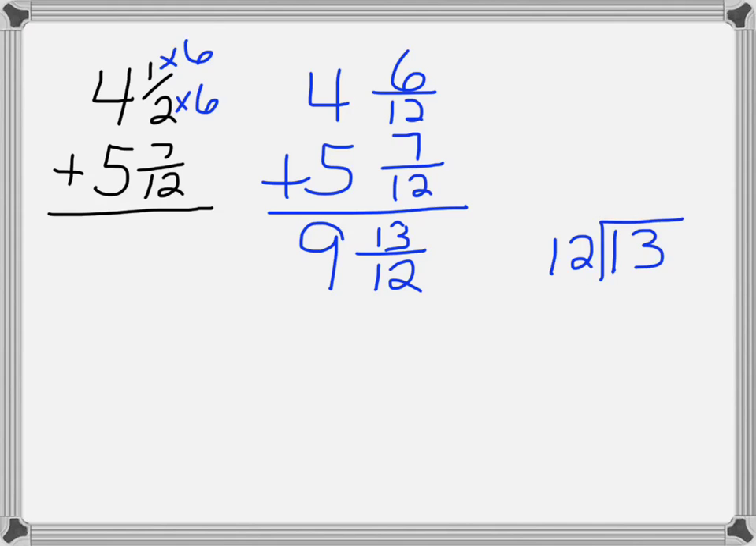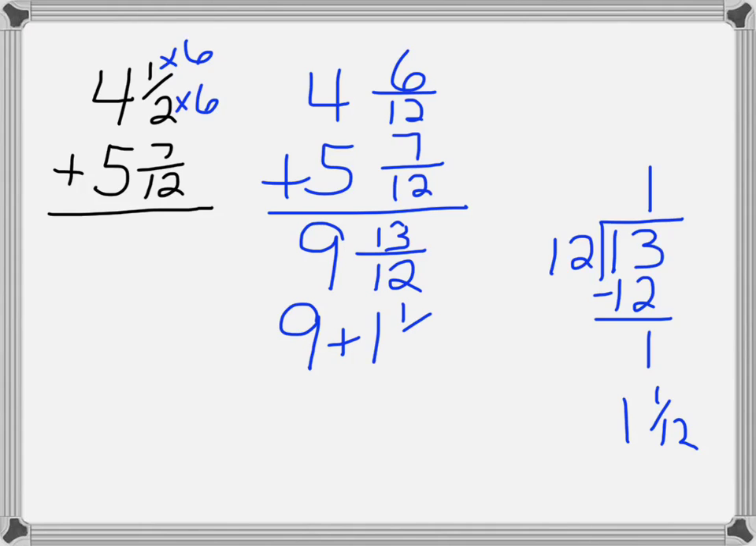13 divided by 12. 12 goes into 13 one time. Multiply, subtract. So it's 1 and 1/12. So 13/12 is really 1 and 1/12. We'll add this to the 9. And our final answer will be 10 and 1/12 when we add the 9 and the 1.